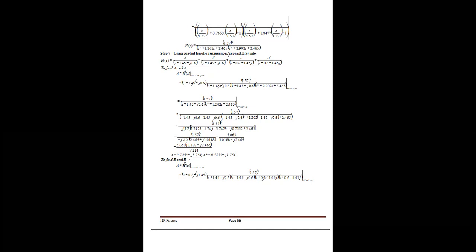Then after that, we will be finding the value of A is equivalent to 0.7253 plus j 1.754. Actually, the complex conjugate value of A will be the next one, so we will be getting A star is equivalent to 0.7253 minus j 1.754. Similarly, we have to find the value of B and B star. In order to find that, we have to replace s is equivalent to minus 0.6 minus j 1.45. So replace it.